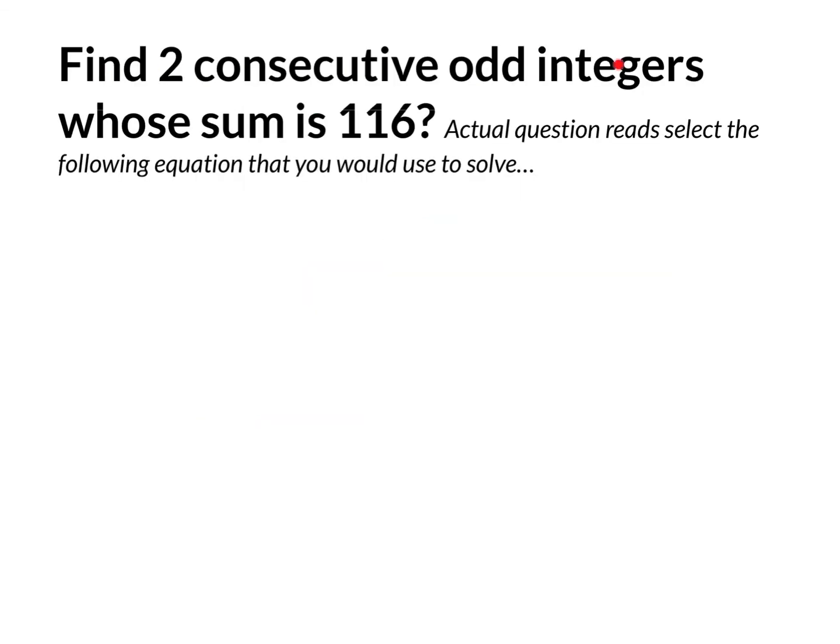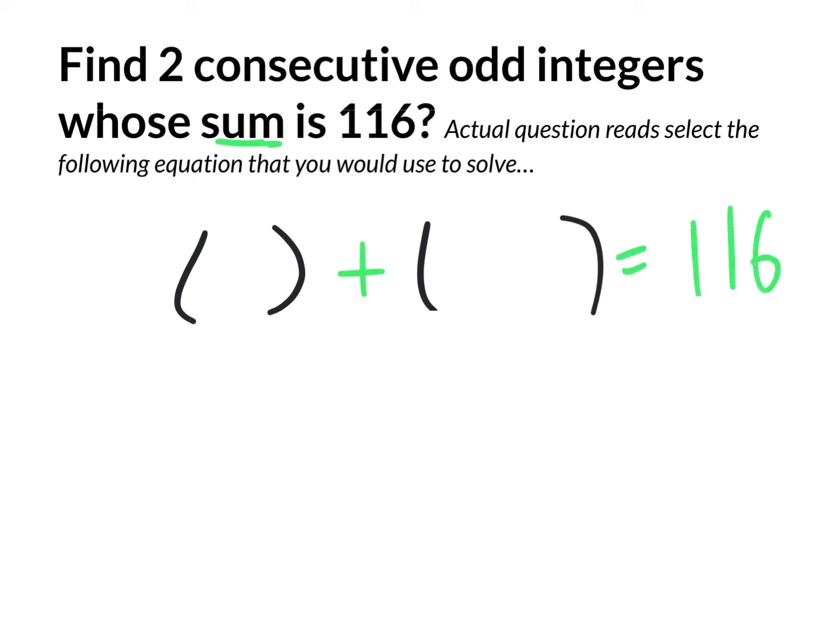It says find two consecutive odd integers whose sum is 116. Once again, the word sum means add, and we're going to be adding two numbers. But whatever those two numbers are, they have to be consecutive odd integers, which means if this is 3, this has to be 5. Odd numbers are 1, 3, 5, 7, 9, 11, 13, all the numbers that are not divisible by 2. And when I add them together, it should equal 116. Okay, so give me an odd number. Anybody?